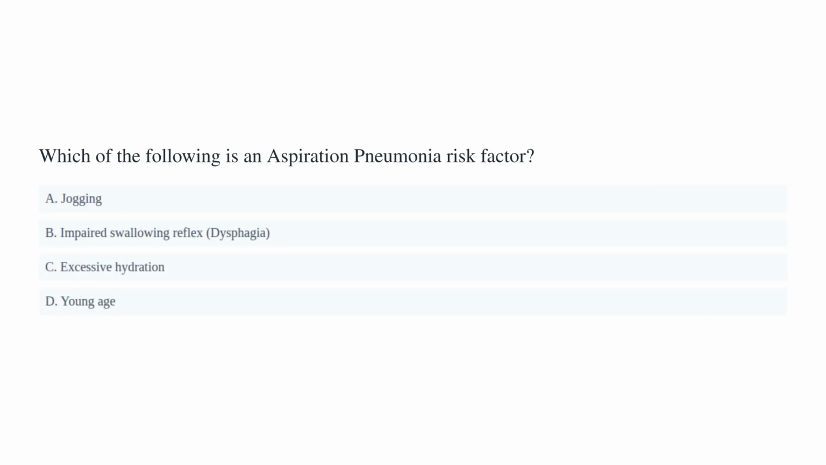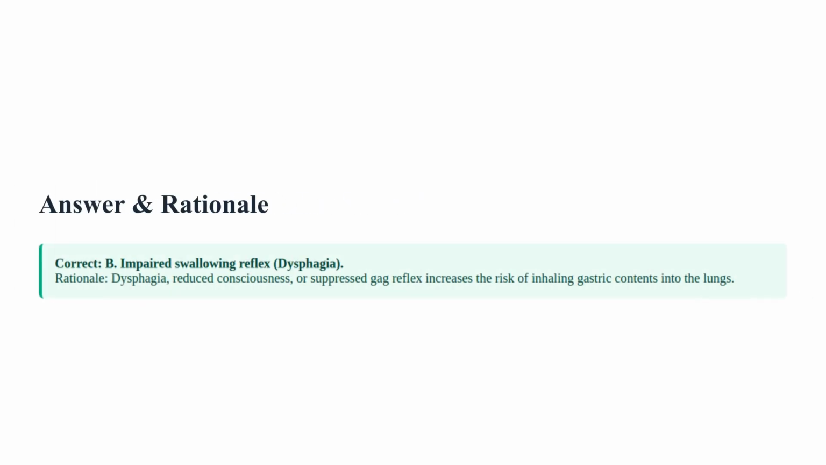Which of the following is an aspiration pneumonia risk factor? The correct answer is B, impaired swallowing reflex or dysphagia. This increases the risk of aspirating food or secretions into the lungs, leading to pneumonia.